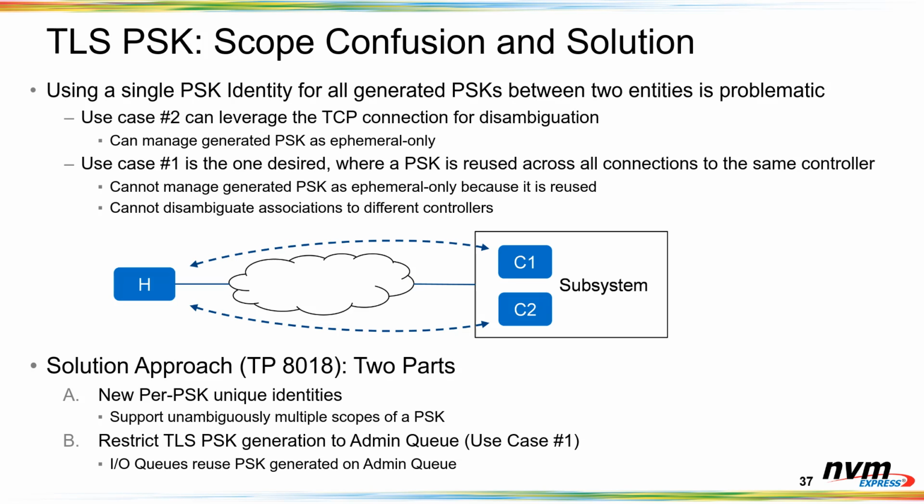And then we decided to restrict the use cases to avoid having to manage too many PSKs. And so we restrict the TLS generation case to the admin queue, use case number one. And then for the IO queues, we reuse the PSK generated on the admin queue.